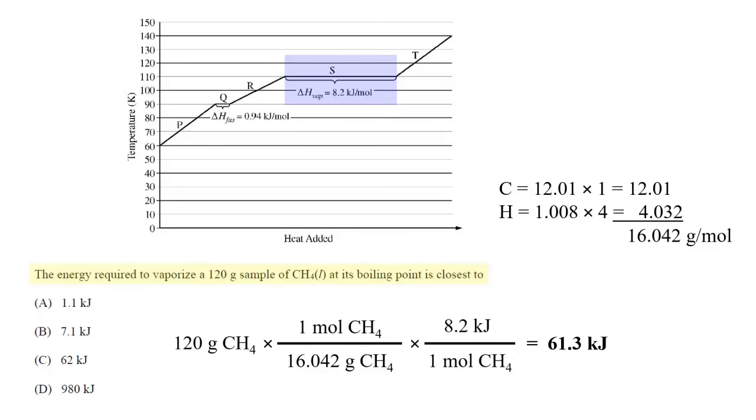Now, of the 4 choices, choice C is closest. It says 62 kilojoules. Even though the answer that I just got on my calculator is 61.3, that is closer than any of the other choices. Now, if I just rounded off my molar mass to, let's say, 16 instead of 16.042, which is a little more precise, 120 divided by 16 times 8.2, I would get a value of 61.5. So the correct answer to question 11 is choice C, 62 kilojoules.